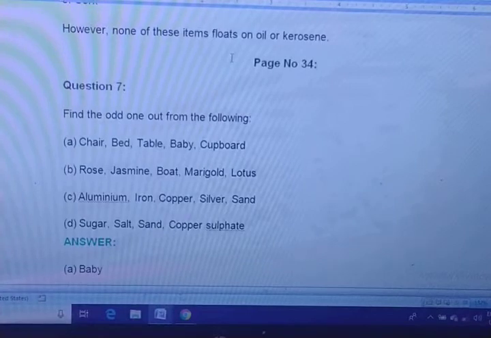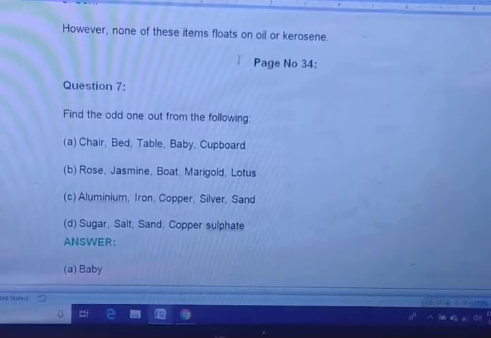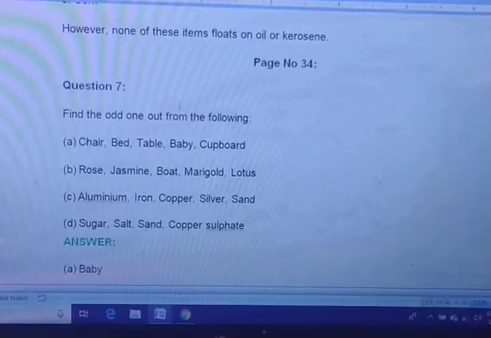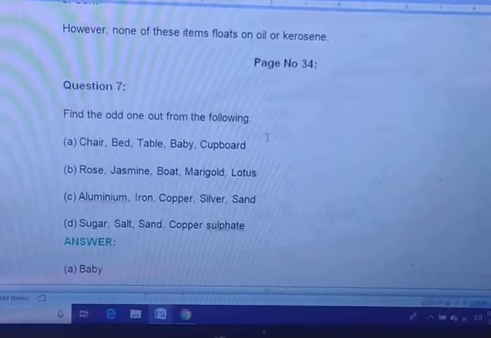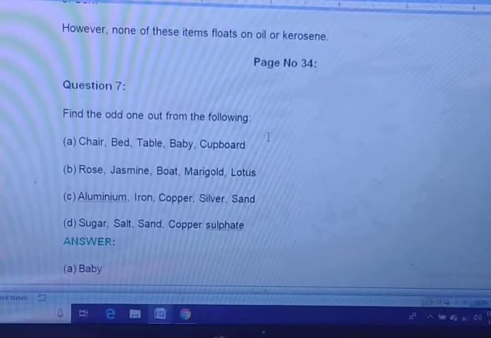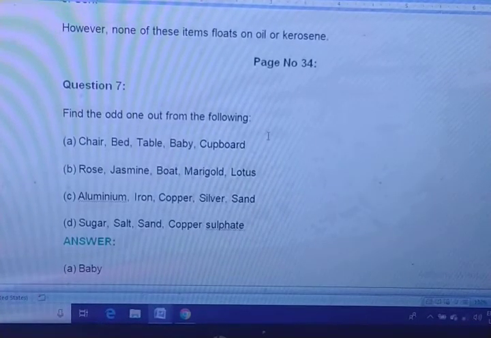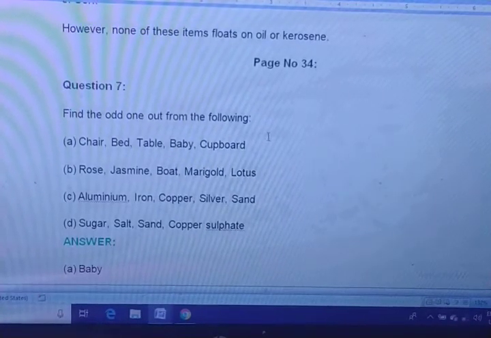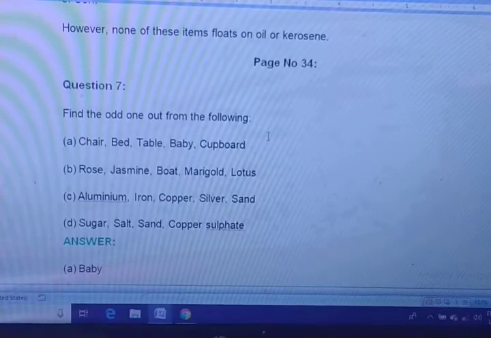Now the last question. The last question is, find the odd one out of the following. What do you mean by odd one? The meaning of odd one is that there are some similar words coming in one category and one word is not coming in that category. So you have to remove that one word which is not in the same category. There are only 4 questions, A, B, C, D, and you have to find from them the words which are not coming in the same category.